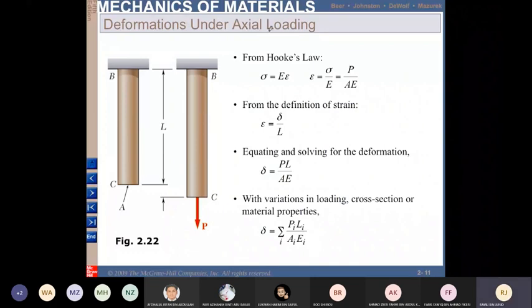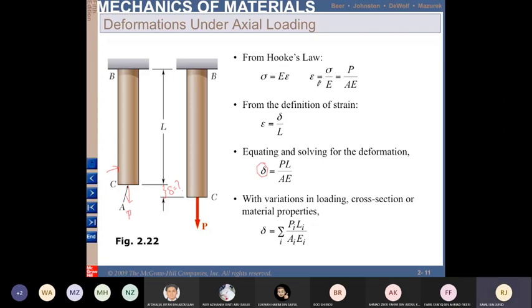So, deformation under axial loading. When you give force P to this cylinder, to this rod down here, this rod will elongate. So this is the elongation. I think this is delta. This is the change in the length, which is delta.